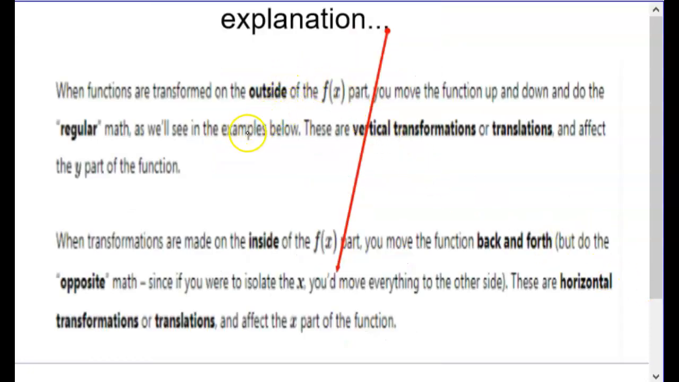All right. This is an explanation of why it does the opposite of what it seems. It says when functions are transformed on the outside, you move the function up and down and do the regular math. These are vertical transformations or translations and affect the y part of the function. When transformations are made on the inside, you move the function back and forth. But you do the opposite math, since if you were to isolate the x, you'd have to move everything to the other side, so it's the opposite operation, okay? It's just an explanation of why it's the opposite.